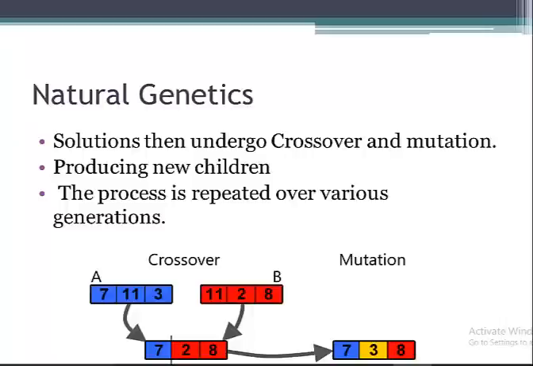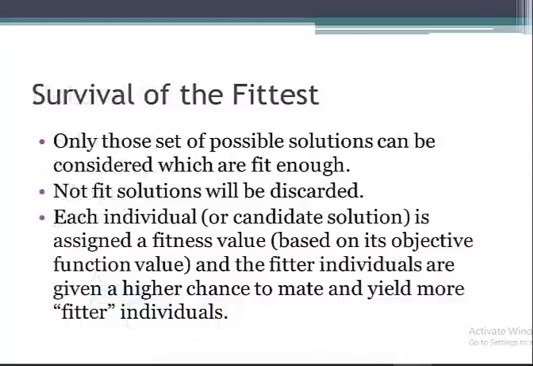Okay, so let's move forward. The next thing which I highlighted in the first slide was the survival of the fittest. So remember that only those set of possible solutions can be considered which are fit enough. Not fit solutions will be discarded. As we move forward with our genetic algorithm, we will select only those solutions for natural genetics which are fit enough. Now, look at the last point. Each individual or candidate solution is assigned a fitness value based on its objective function value, and the fitter individuals are given a higher chance to mate and yield fitter individuals.